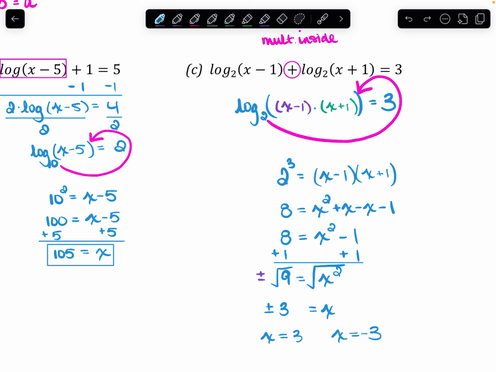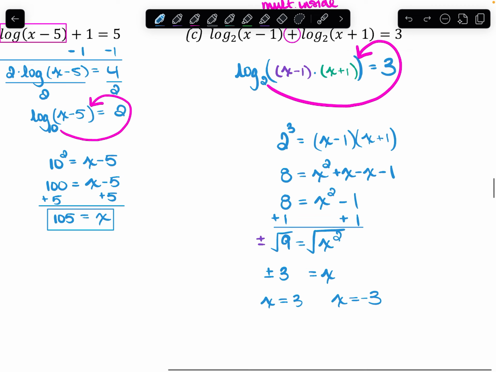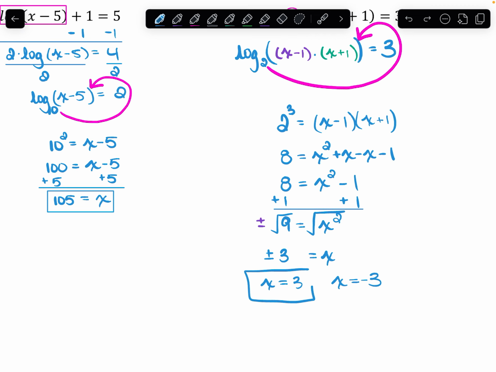Now let's go check negative 3. So if I plug in negative 3 here, negative 3 minus 1 is a negative number. We are not allowed to have negatives or 0 inside of a log. So that is an issue. It is not one of your answers. So x cannot be negative 3.